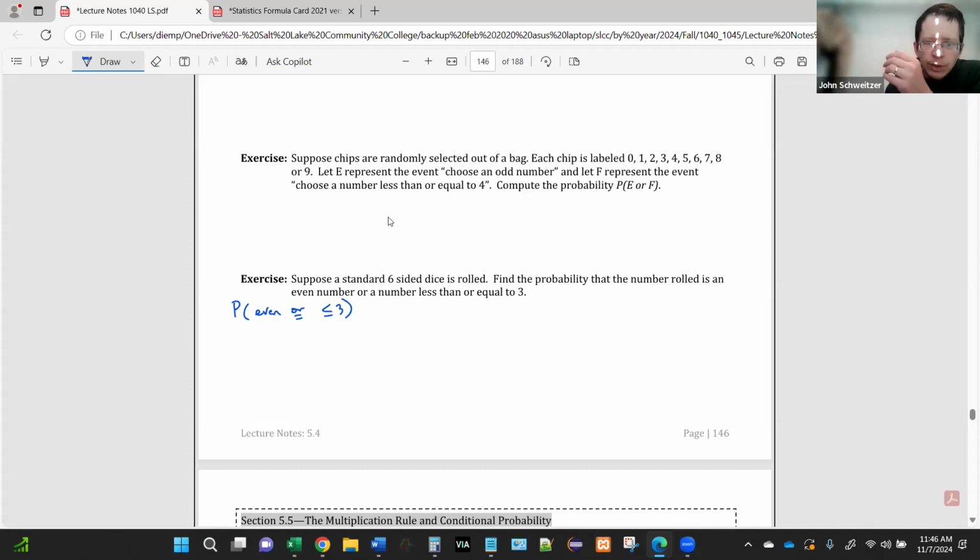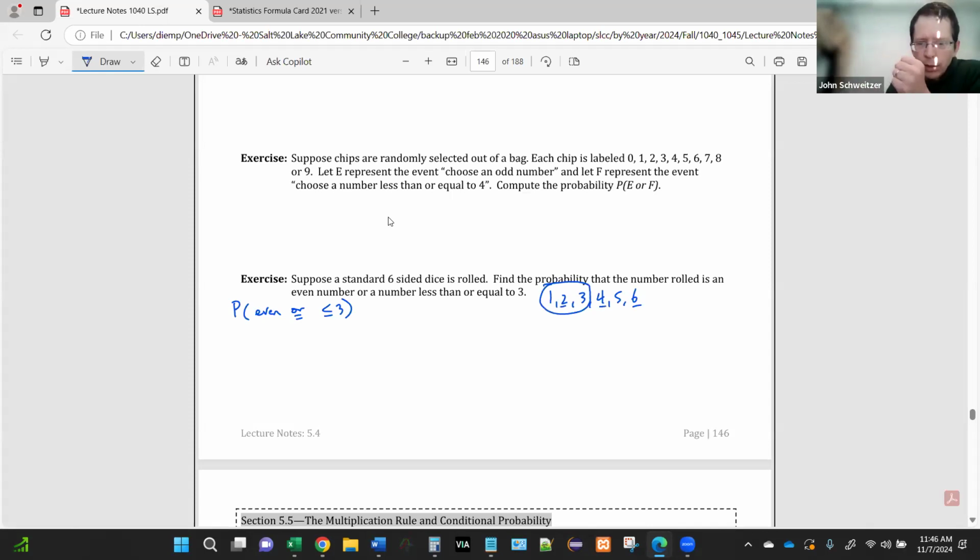So what I would do is simply list out all of the possibilities for my roll of the die. And so which ones are even? Well, let's see, 2, 4, 6 are even. Which ones are less than or equal to 3? Well, these. So we just simply count the number that are in that set. You can imagine a Venn diagram in your mind.